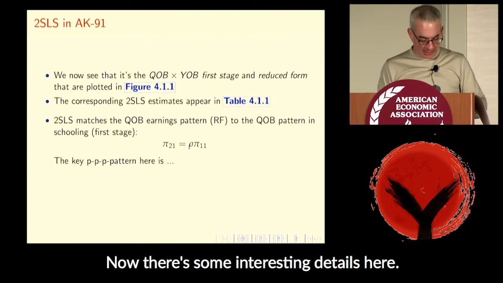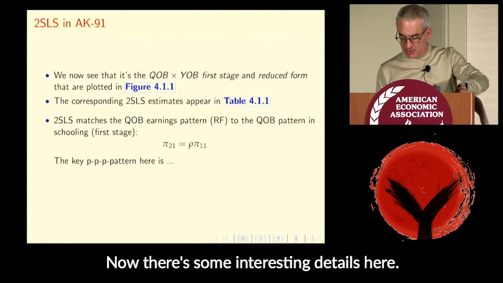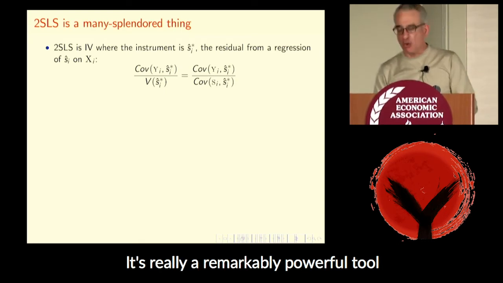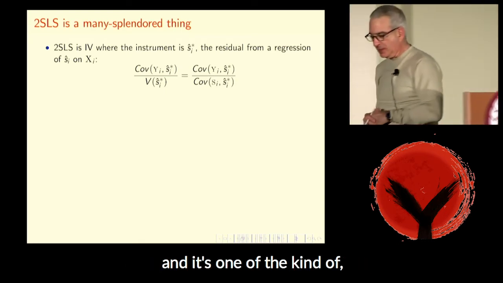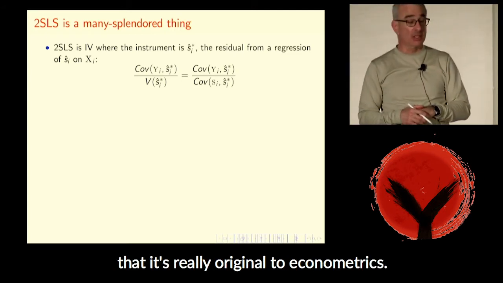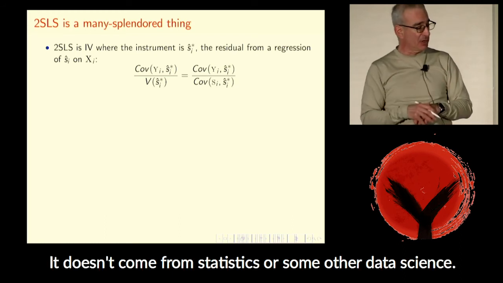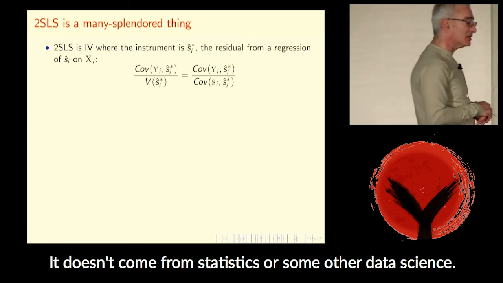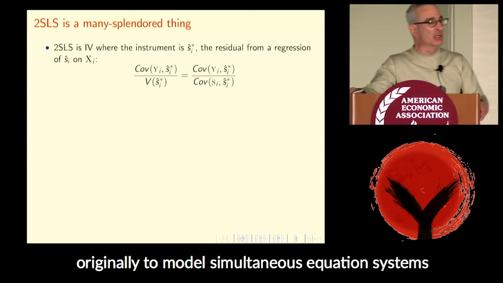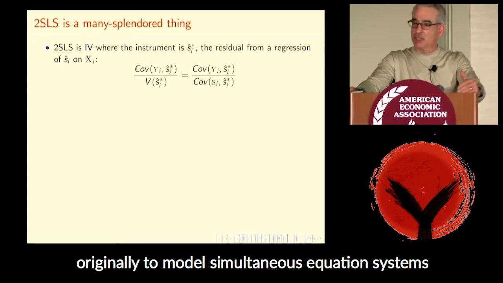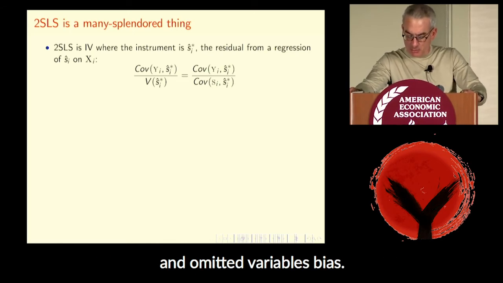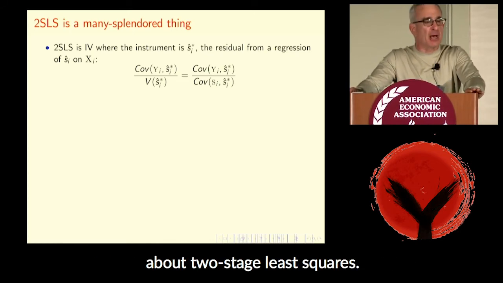Now, there's some interesting details here. Two-stage least squares is a many-splendored thing. It's really a remarkably powerful tool, and it's one of a few ideas that are really original to econometrics. It doesn't come from statistics or some other data science. This really comes out of the desire of economists originally to model simultaneous equation systems, and then later to deal with measurement error and omitted variables bias. So there's a lot of ways to think about two-stage least squares.